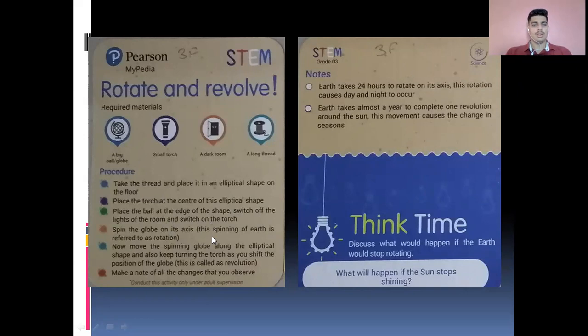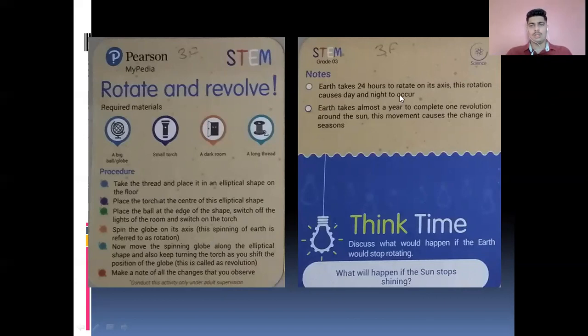This spinning of Earth is referred to as rotation, as I explained to you regarding the cricket ball. When it spins, it means rotate. Now move the spinning globe along the elliptical shape and also keep turning the torch as you shift the position of the globe, and this is called the revolution.